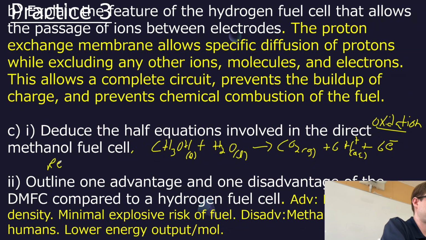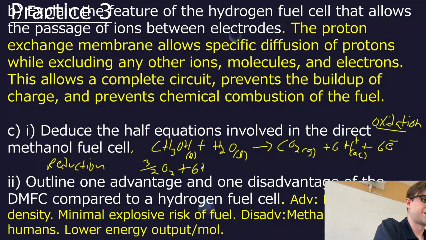Reduction then. This will involve O2, so 3/2 parts O2, along with 6H plus when it comes through the proton exchange membrane, and 6e minus, we can make water, 3H2O.